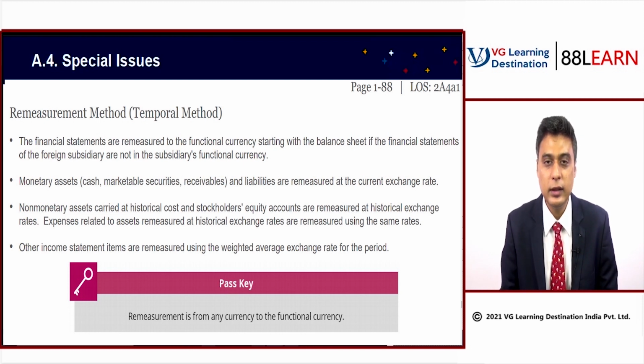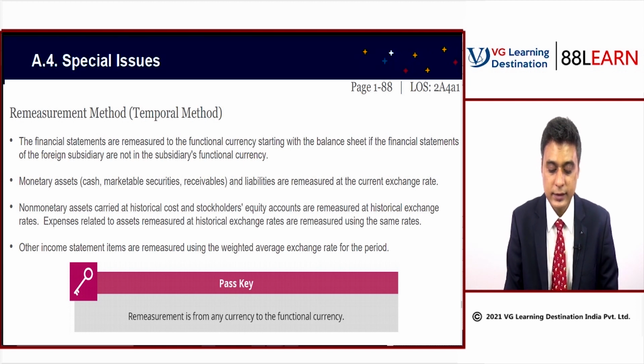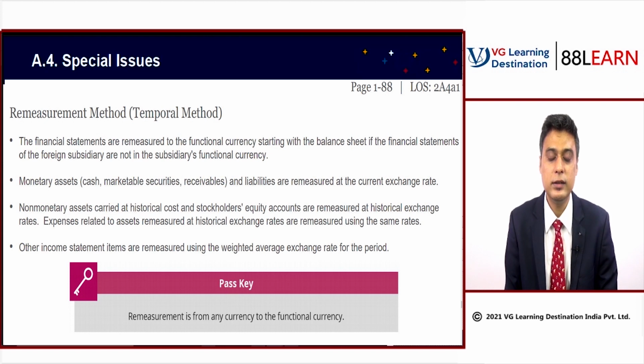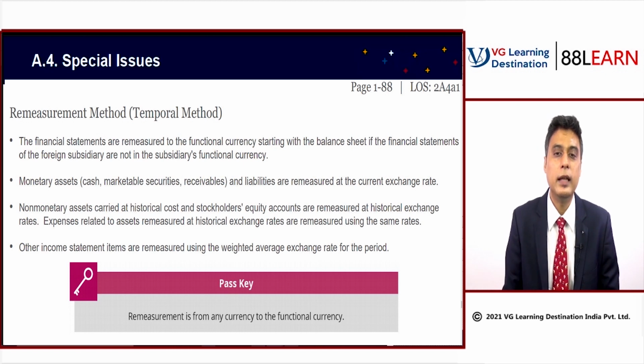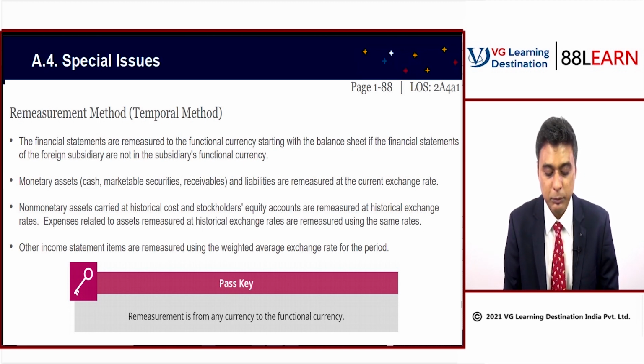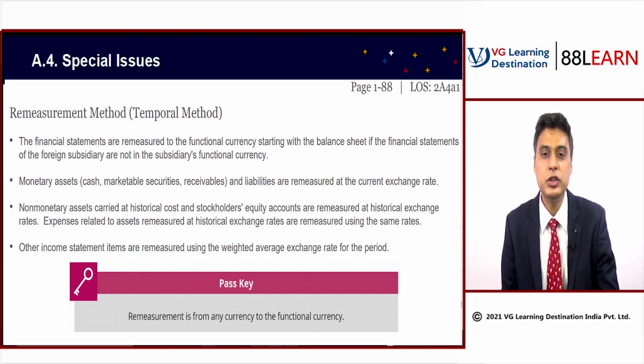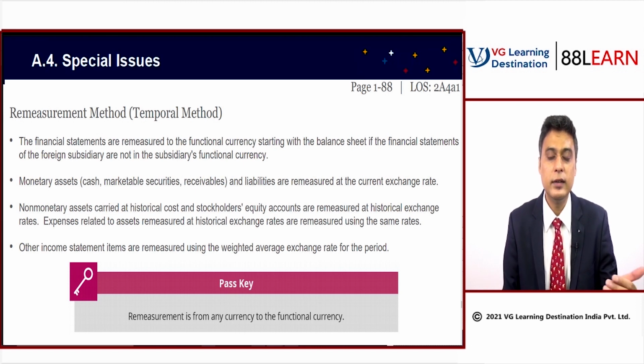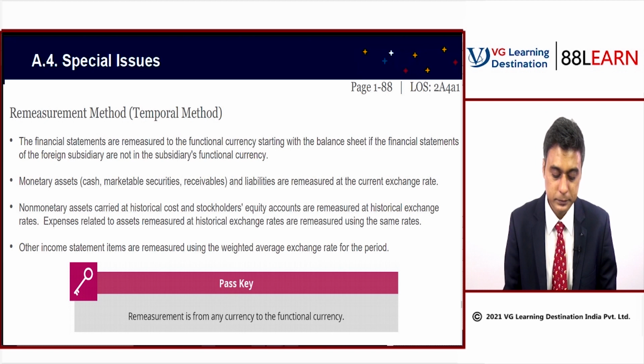Expenses. Now let's come to the income statement. Expenses related to assets remeasured at historical exchange rates. That means expenses that are related to a balance sheet item like property, plant and equipment. So depreciation, for example, the depreciation expense is related to property, plant and equipment which are carried at historical exchange rates. Therefore, the depreciation expense is also going to be remeasured using that same historical rate. That means any item of expense in the income statement which relates to an asset in the balance sheet which is being converted at historical rate, then the expense will also be converted at the historical rate.